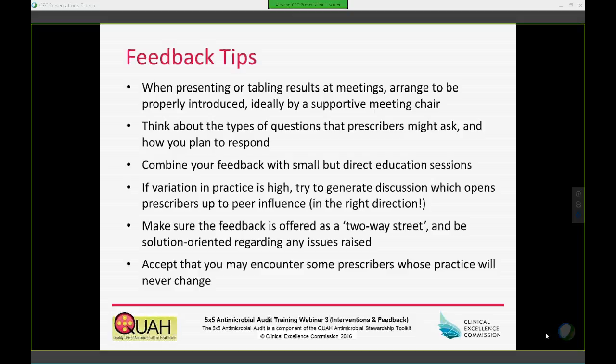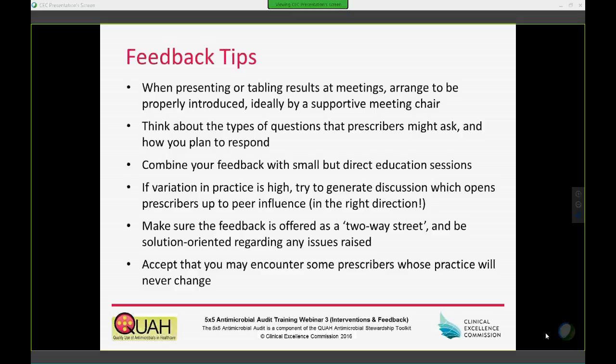The next point there is that if variation in practice is high, try to generate discussion which opens up your prescribers to peer influence. Now what we mean by that is that out of all the various influences and factors that contribute to a doctor's prescribing choices, their peers, so the actual colleagues that they're working with day to day, are often one of the biggest influences when it comes to changing their practice.